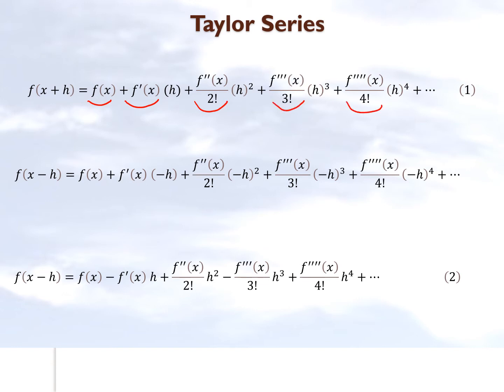Then we can calculate the value of the function at x plus h. That's the primary thing about the Taylor series. Give me the value of the function at a particular point and all its possible derivative values at that particular point, and I can give you the value of the function at any other point. Of course, there is a fine print that all these derivatives need to exist and be continuous between the point x and x plus h.